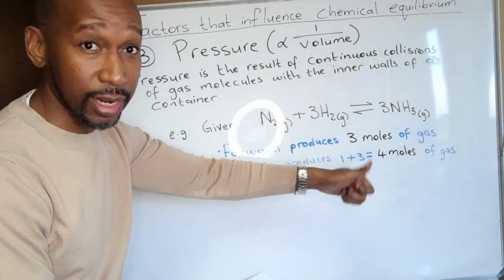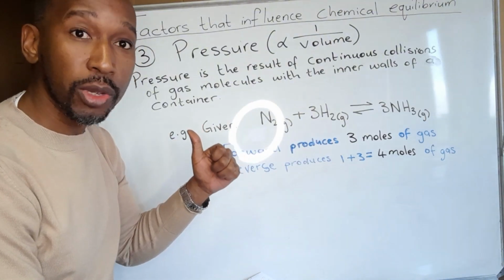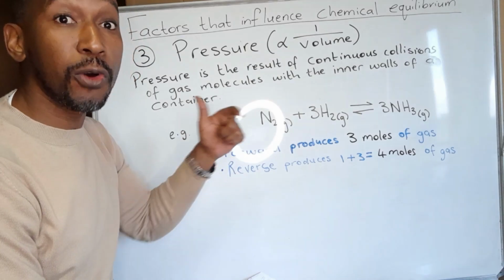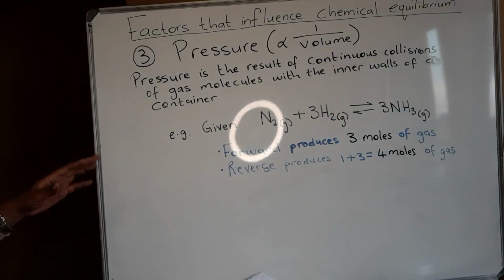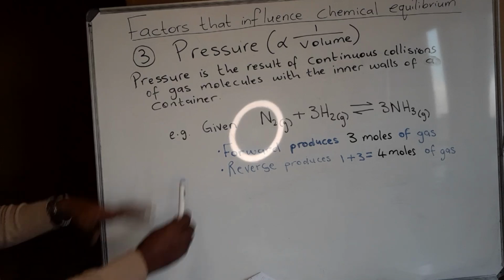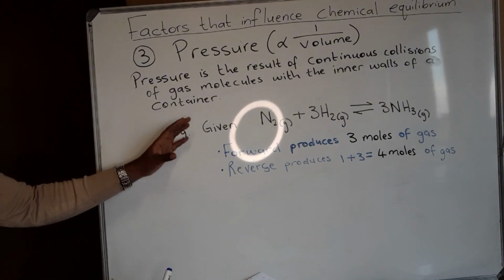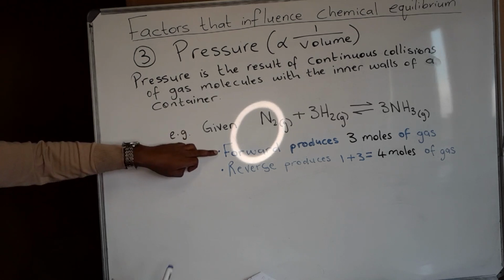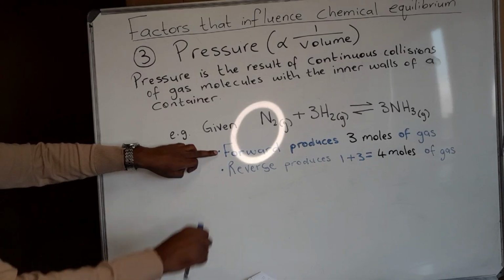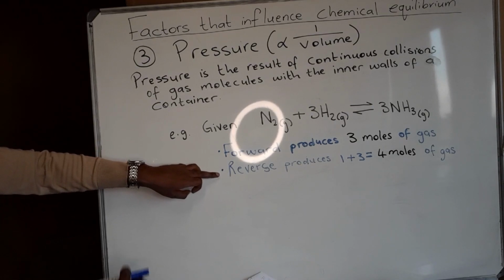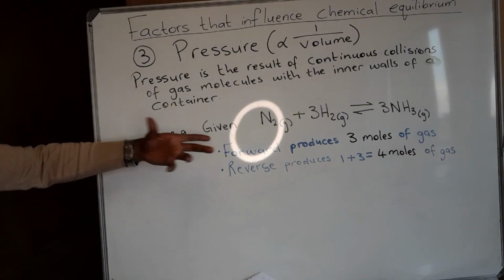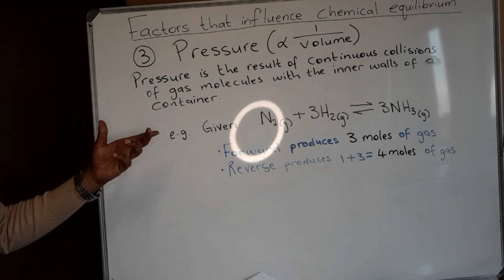So this is telling us that the reverse reaction is giving us more gas, so it would be increasing pressure. The forward reaction is giving us fewer gas moles, so it would be decreasing the pressure. According to Le Chatelier's principle, if pressure is increased, the forward reaction would be favored to give us fewer gas moles and decrease the pressure. Whereas if pressure is decreased, the reverse reaction would be favored to give us more gas moles and therefore increase the pressure to reach a new equilibrium.